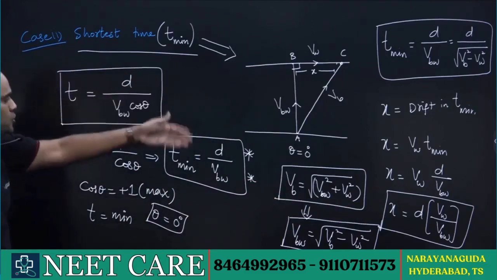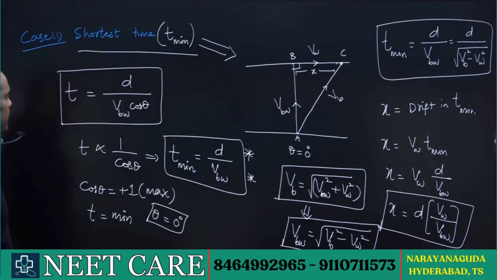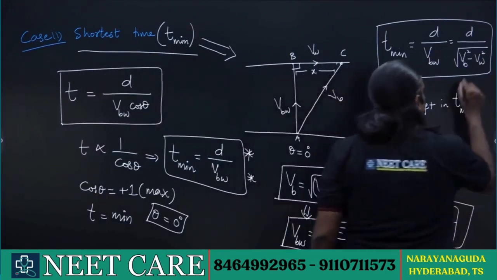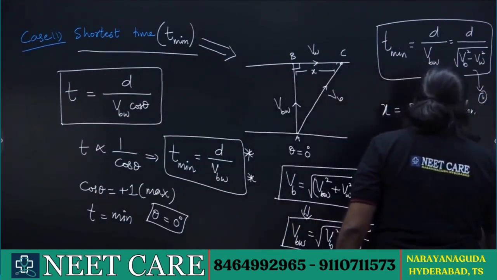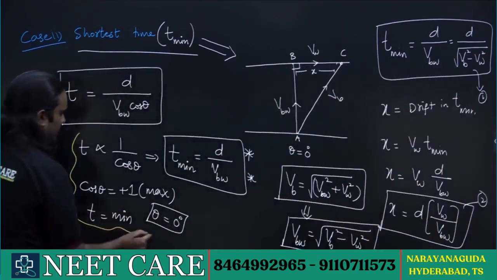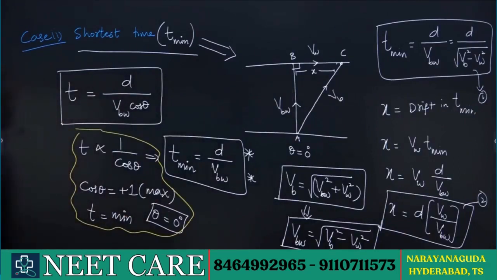So in this case too, these two are the important observations. The minimum time taken to cross the river is that one, and during minimum time the drift will be this one. In case 2 you can take this as the first observation, this as the second observation, and this is the condition for shortest time. Let us take case 3, shortest path. General case, case 1, case 2 are enough. You can solve almost any problem related to river boat. Case 3 will be shortest path. Copied? Copy it fast so that I can shift to the next slide.